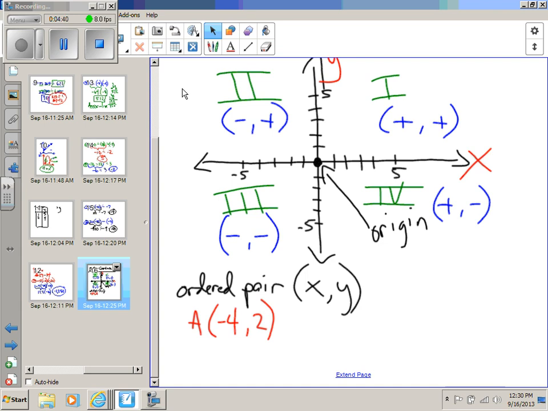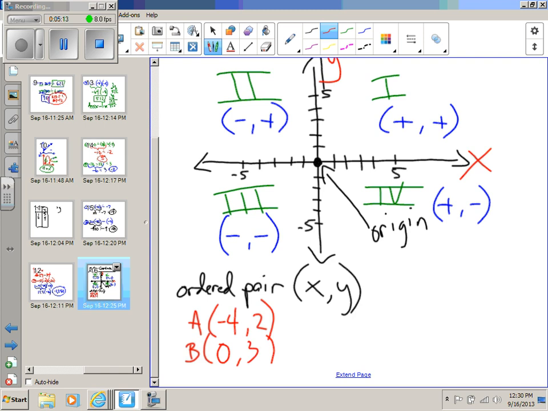Bottom of 49. They want the coordinates for point A. How about point B? Where would I find point B? Alex? 0, because I don't go anywhere left or right on my x-axis. I stay right where I am. And you said 3, and I go up 3. Very good.